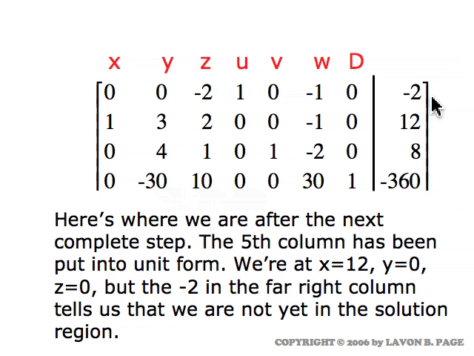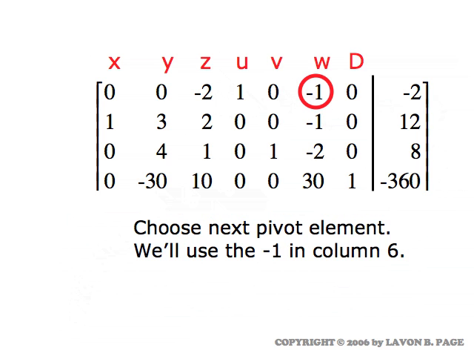Look at this -2. We have negatives in this spot and in this spot, which means we have a choice of the Z column or the W column as being the column from which our next pivot element comes. Let's just arbitrarily pick the W column, and the red circle shows that the pivot element would be the -1. Let's check and make sure that's correct. -1 into -2 is 2.